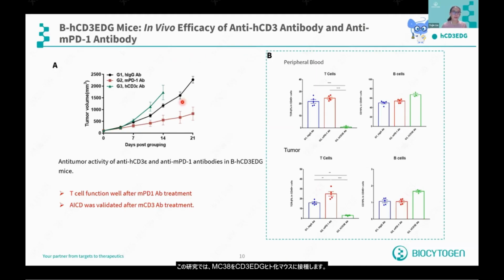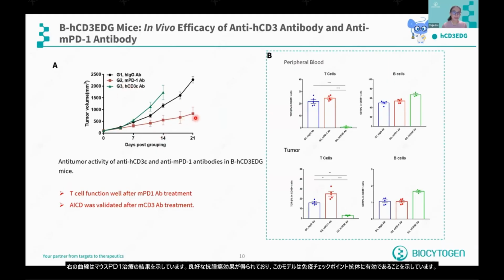We also did some in vivo efficacy evaluation to validate if the mice work well. For this study, we inoculated MC38 into the CD3EDG humanized mice. The curve on the right shows the result of mouse PD-1 treatment, and we can see very good anti-tumor efficacy, which means this model works well for immune checkpoint antibodies. Meanwhile, we gave them human CD3E antibody, and the tumor grew even faster than the control group, which is caused by AICD, activation induced cell death.